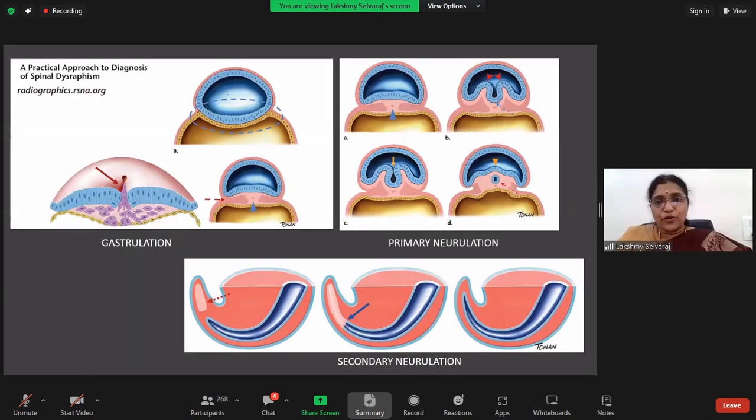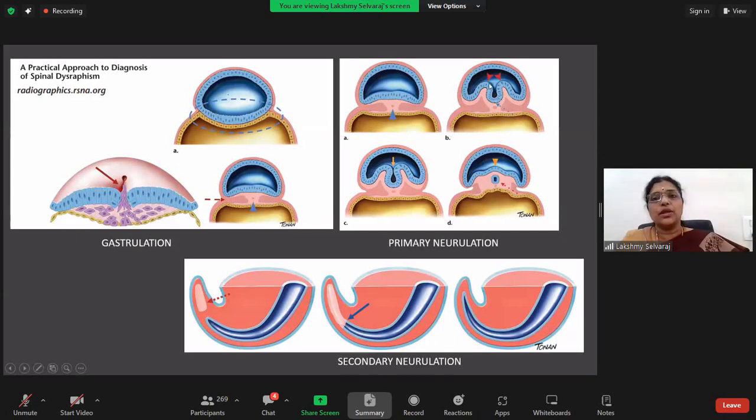Now, please don't go for a cup of coffee. I have only one slide on embryology, and that too applied embryology, what we need to know. The process of gastrulation is nothing but the conversion of a bilaminar to a trilaminar disc, and you see the mesoderm incorporated here, and then you see the notochord.